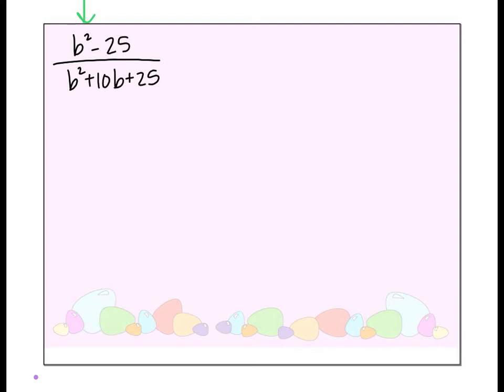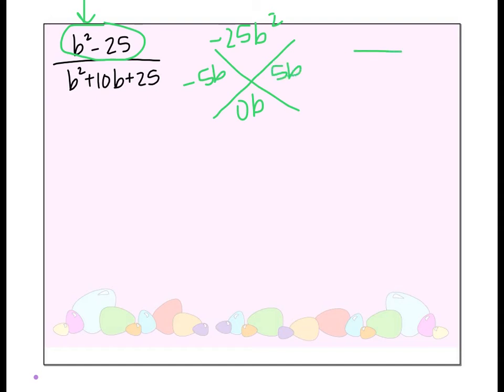Also, let's set up our diamond and box. So I'm going to do just this part first. So this is actually my a term, b squared, and my c term is negative 25. So that gives me negative 25 b squared up top. And then I actually have 0b because there's no middle term in the bottom. So it multiplies to give me negative 25b squared, but adds to 0b, negative 5b, and positive 5b. Work my box next. So this part is as usual.